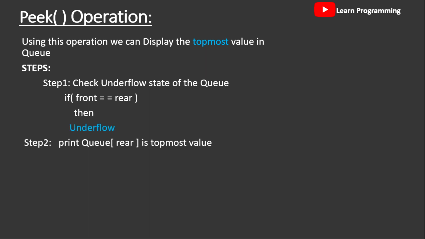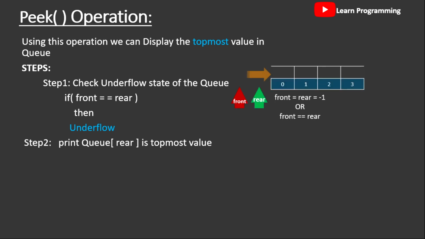And if this condition fails, there are certain values in the queue, then we are accessing the topmost value. As we all know that the insertion operation happens using the rear position in the queue, and we are displaying the queue of rear as the topmost value or the recently inserted value in the queue. Let us visualize them pictorially.